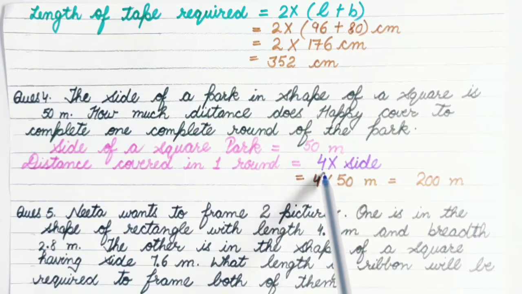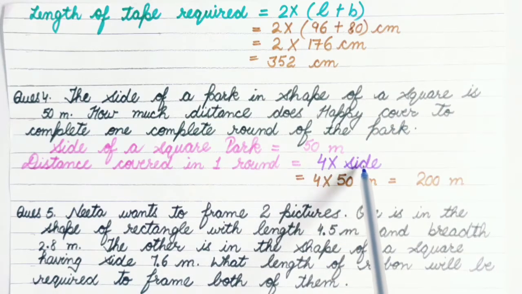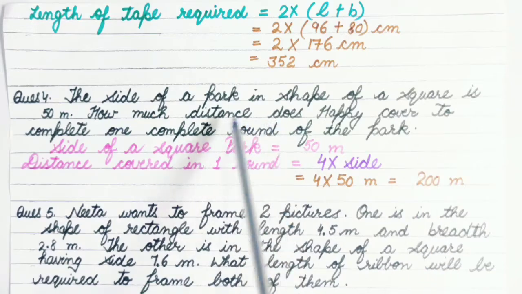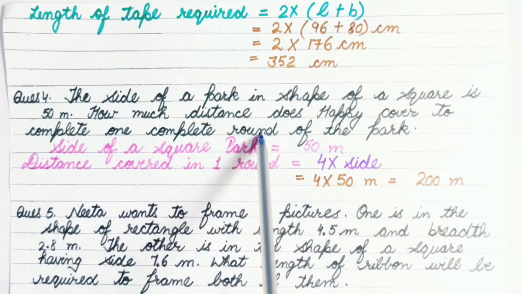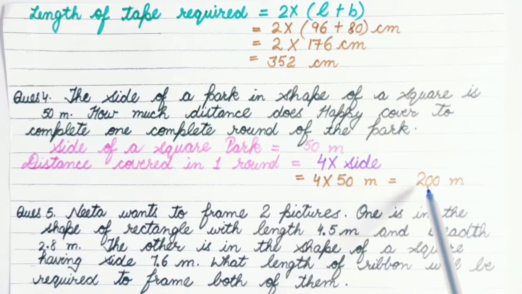So when we are talking about the boundary or around, it means we have to find out the perimeter, and the perimeter of a square is 4 multiply side. So we have to put the value of side, that is 50 meter, and 4 fifties are 200. It means the total distance covered in one complete round of the park is 200 meter. Clear everyone? Now let's move to question number 5.